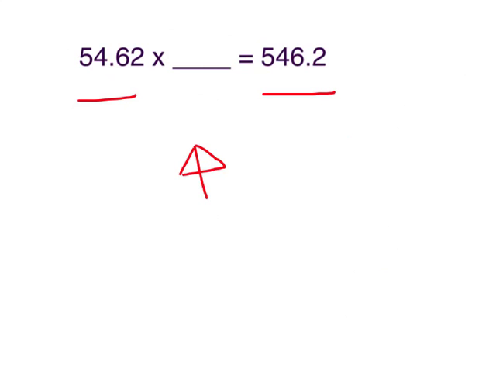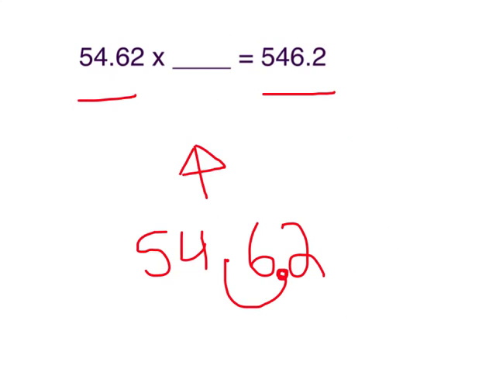Let's see how many place values our number went up by. I know that I moved my decimal point from 54.62, one place value, to get 546.2. When I multiply by one place value, I know I'm multiplying by 10. So I know that 54.62 times 10 equals 546.2.